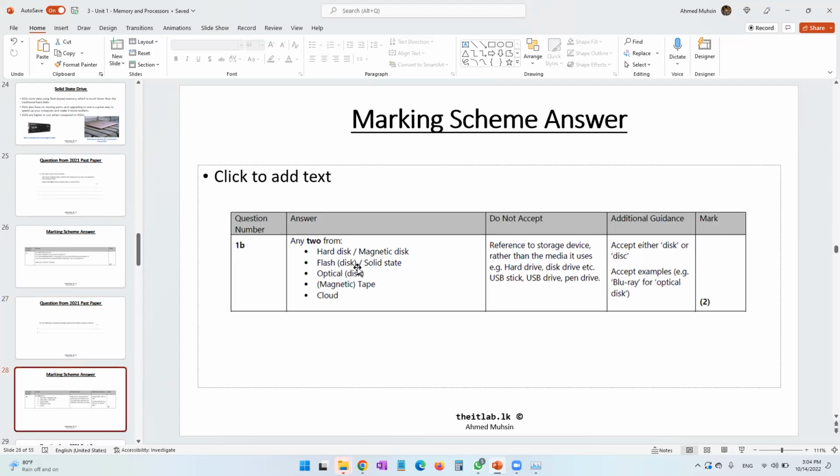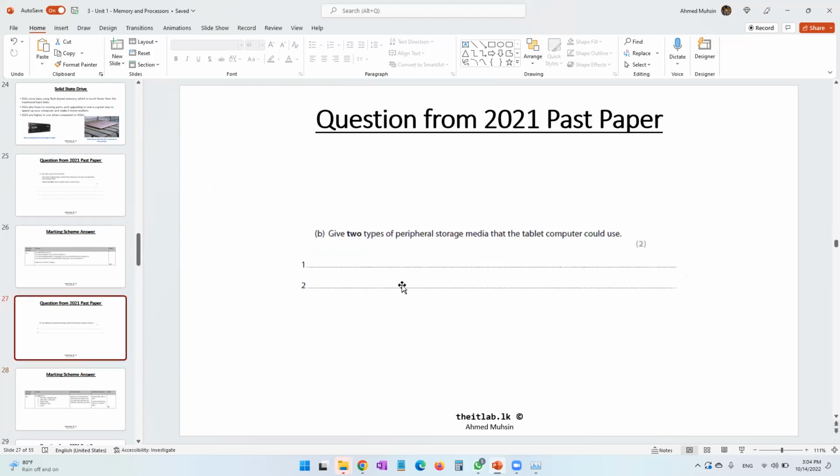If you look over here, they have mentioned magnetic disk, flash, optical disk, magnetic tapes, cloud storage, all that have been accepted. But remember guys, if you put CD, DVD, look here, reference to storage devices, do not accept. So if you put CD, DVD, pen drives, it will not be accepted because they have clearly said storage media.